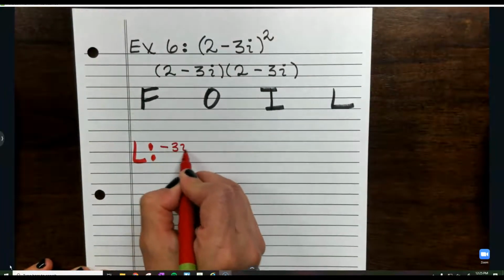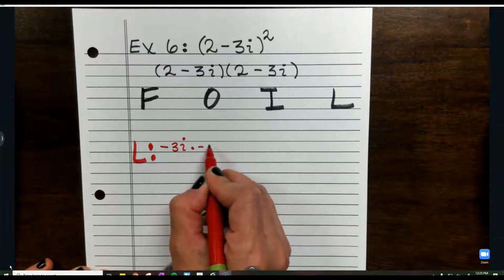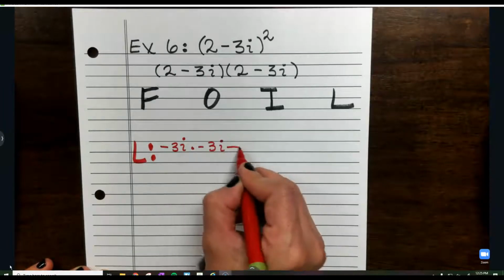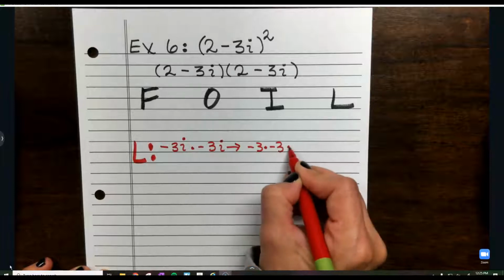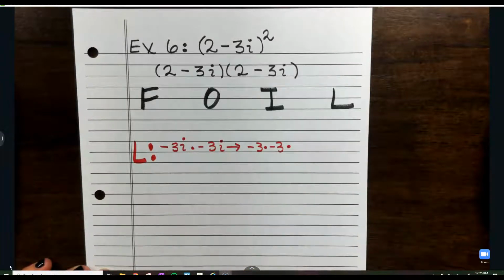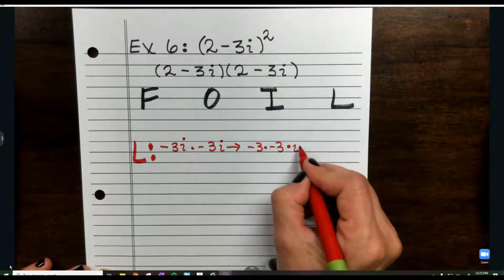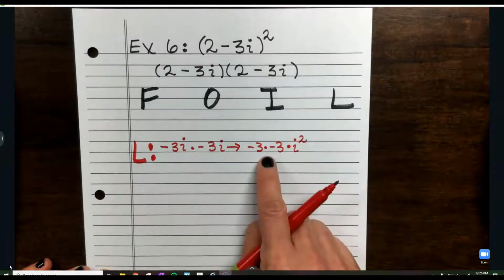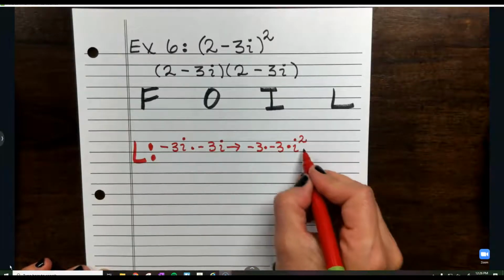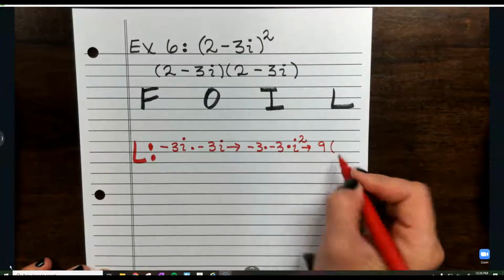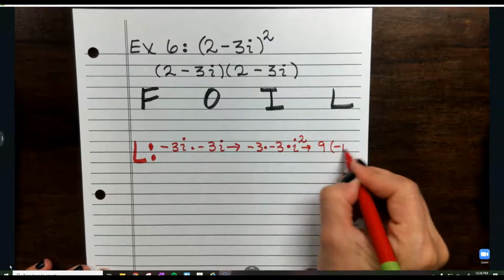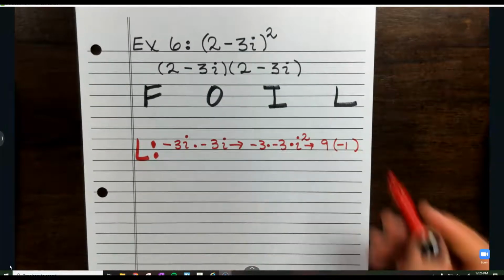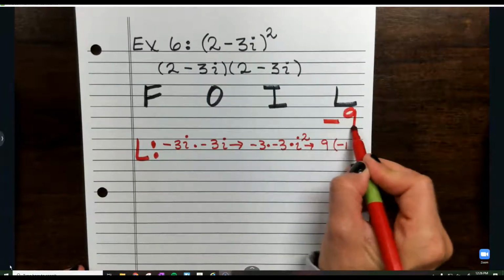So negative 3i times negative 3i. I'm going to regroup by category. So negative 3 times negative 3 times what? i squared. So negative 3 times a negative 3 is a positive 9. And again, i squared is negative 1. So guys, we're going to write minus 9 up here.